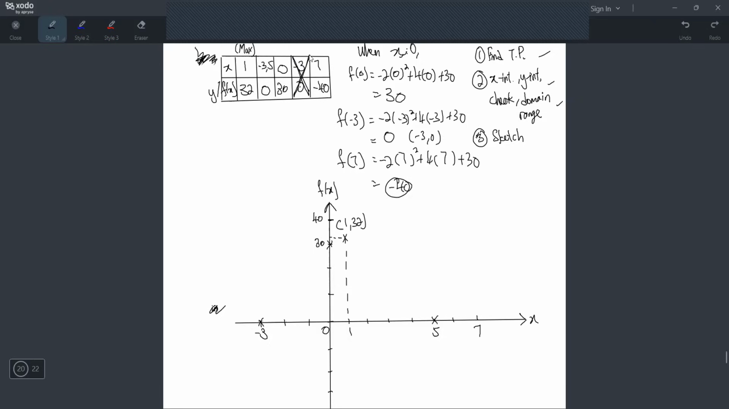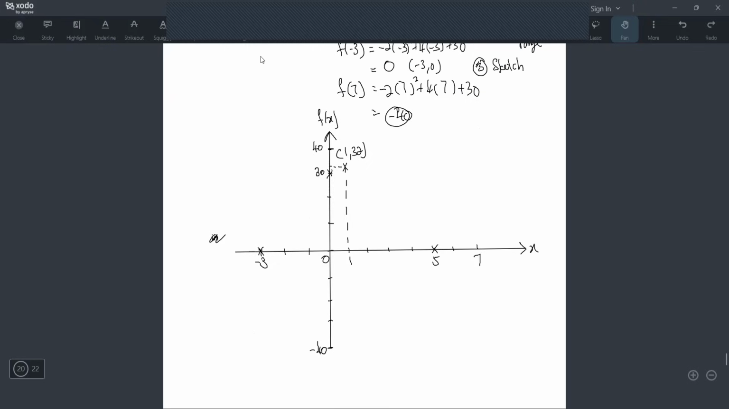The next one is (-3, 0), but why did I cut it? You know now why? Because (-3, 0), you already plotted just now, right? That's why. Okay, the last one is (7, -40). This one is a bit down. So (7, -40) will be here. And I think you can label it also (7, -40). You don't have to label every point. You only label it if it's the starting point, the ending point, or the turning point.